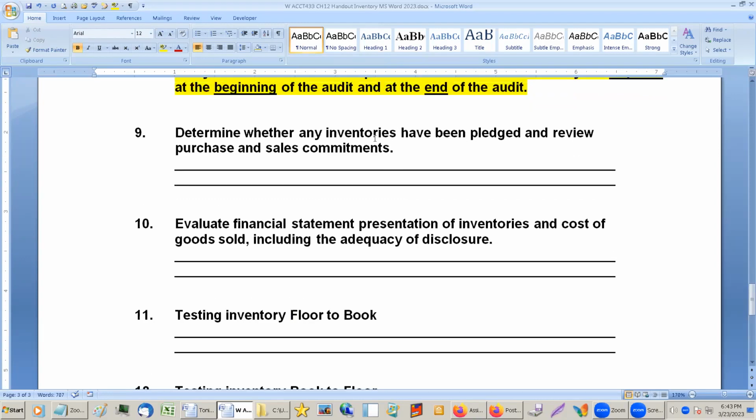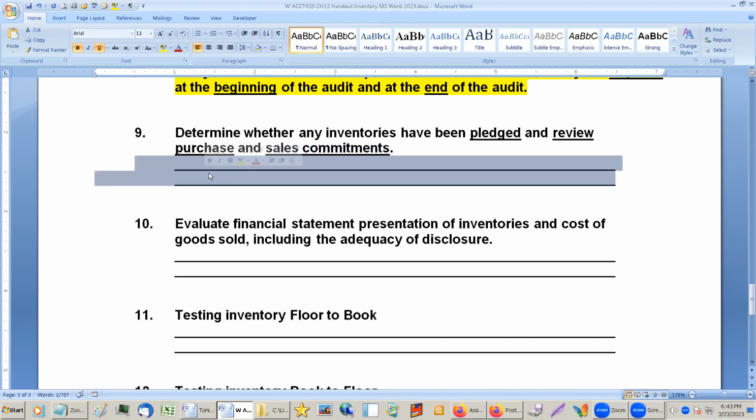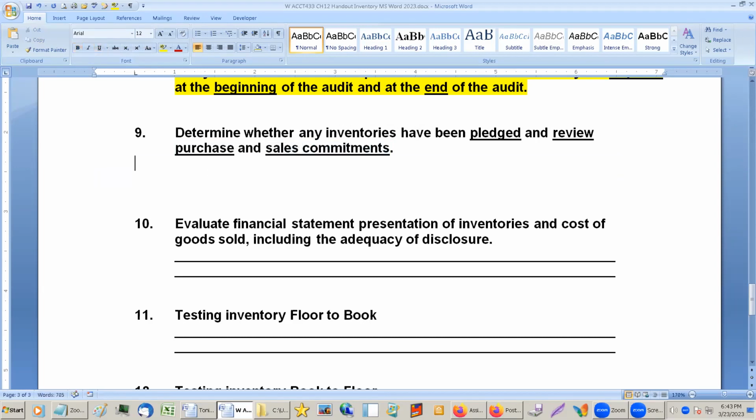Determine any inventories that have been pledged and review purchase and sales agreements. Okay, so there's actually two different things. So pledged.